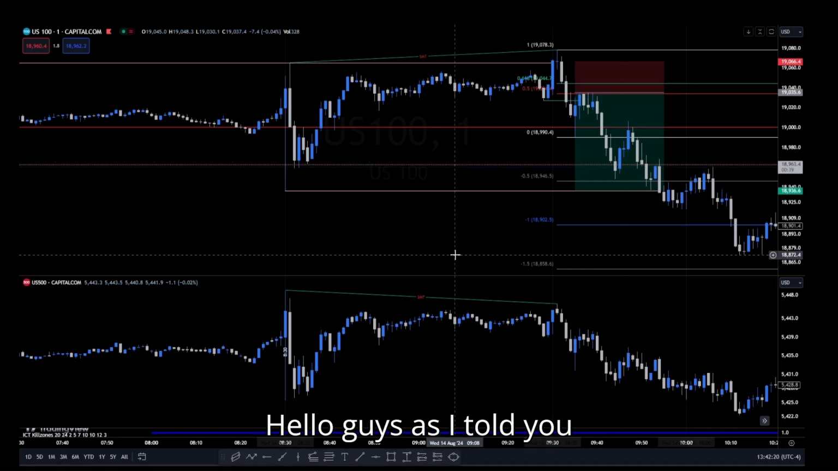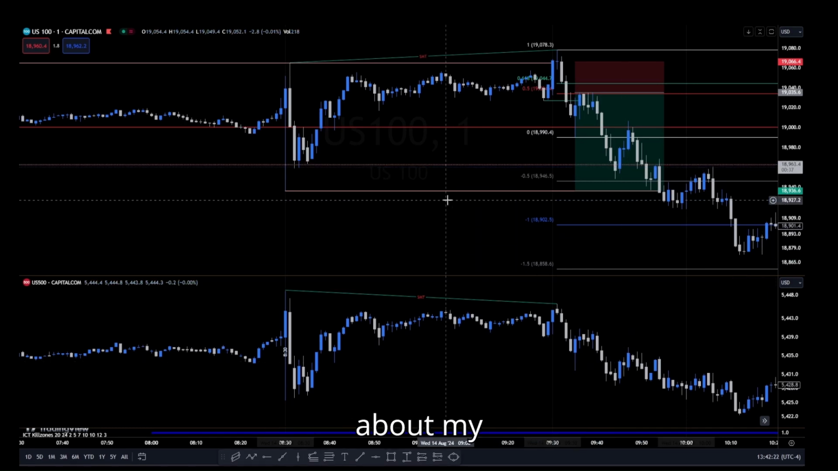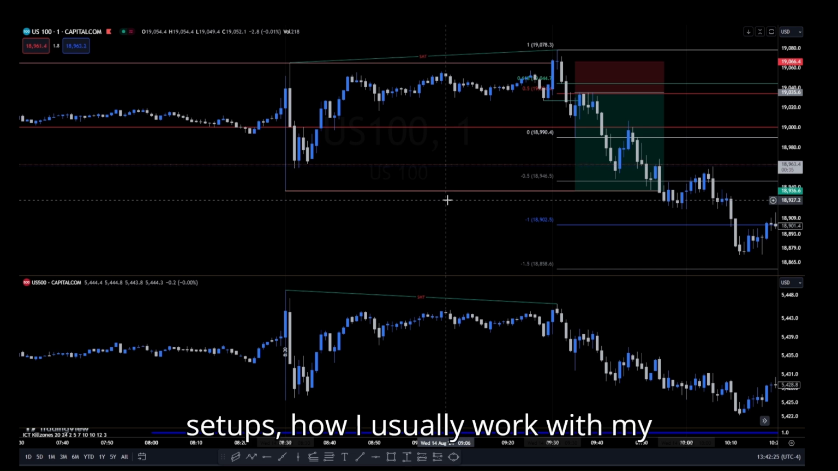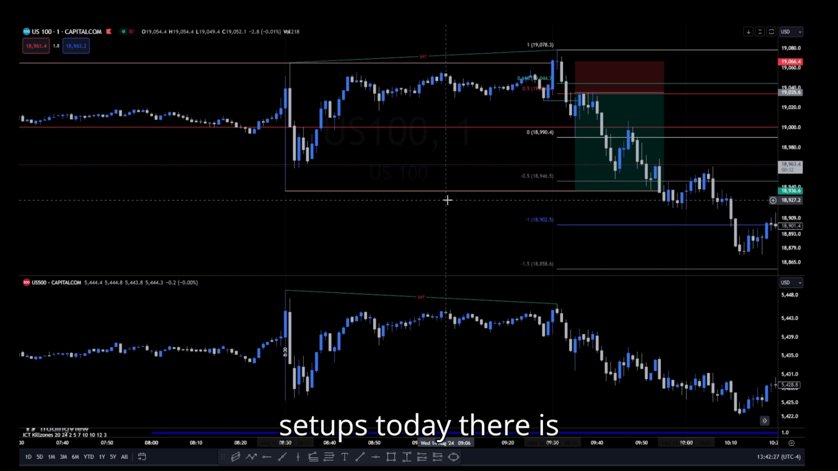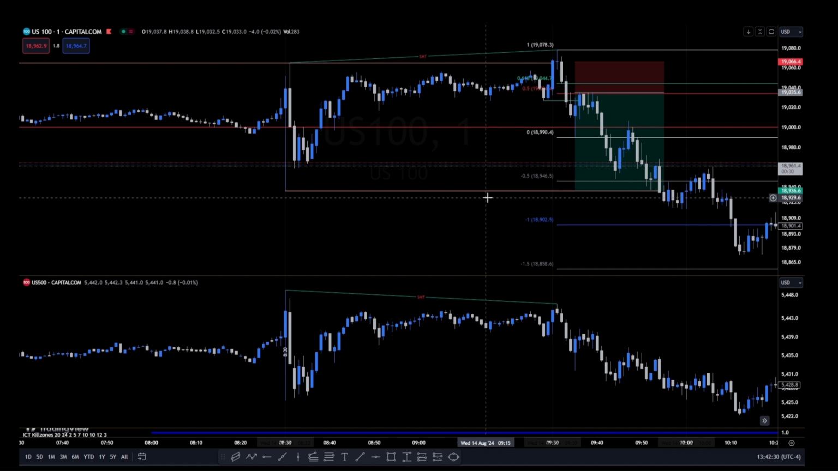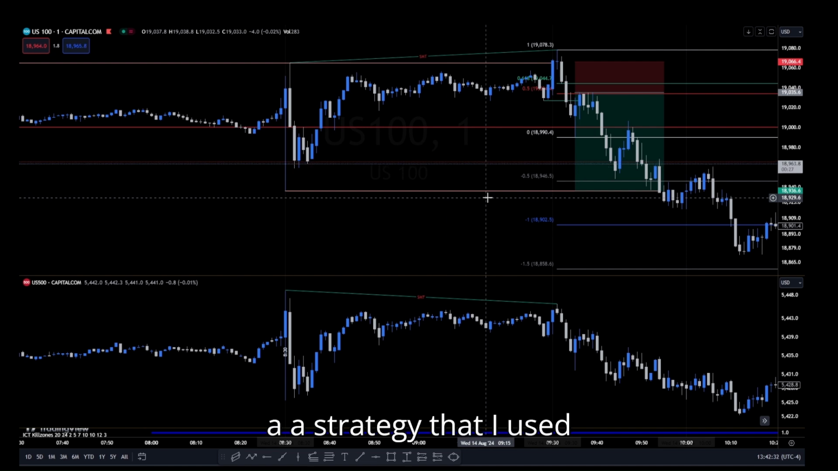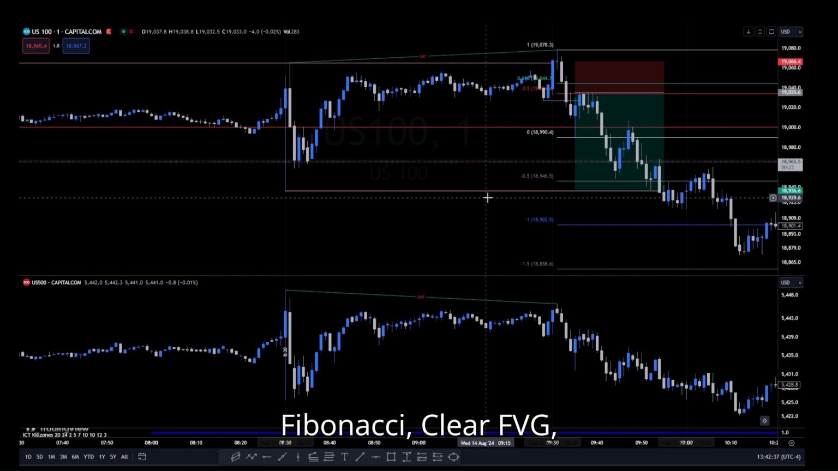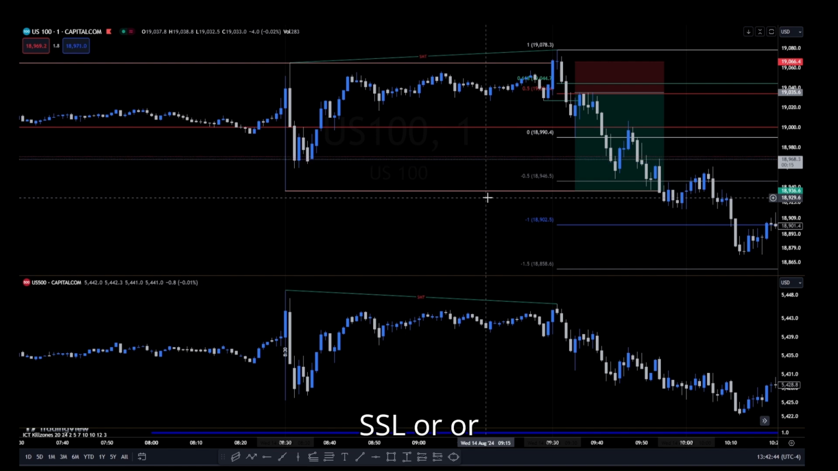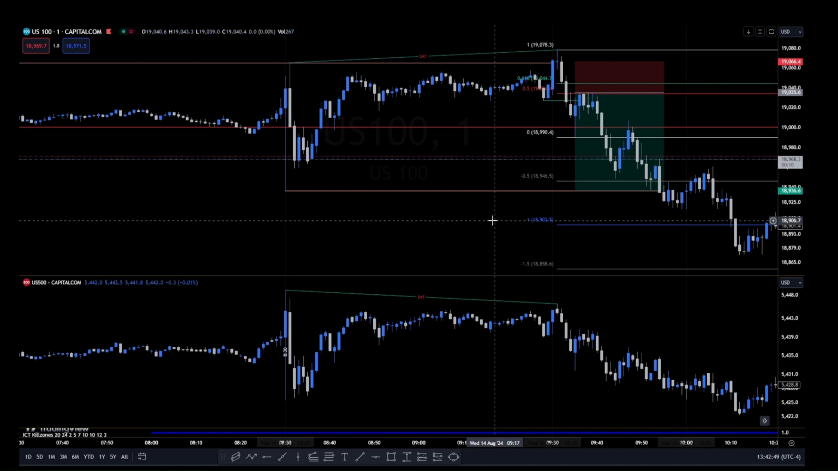Guys, as I told you about my setups, how I usually work with my setups, today there is a strategy that I used. Always it's SMT, Fibonacci, clear FVG, visible break of SSL or BSL, and then enter on FVG.